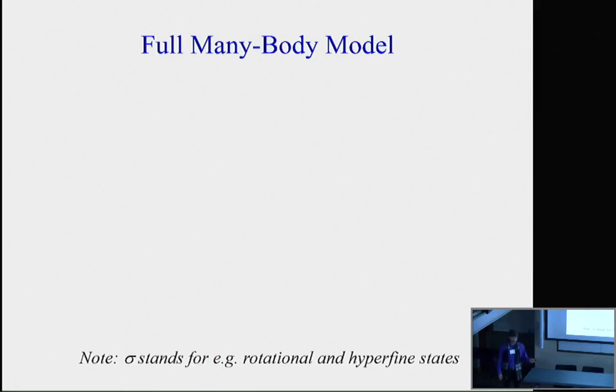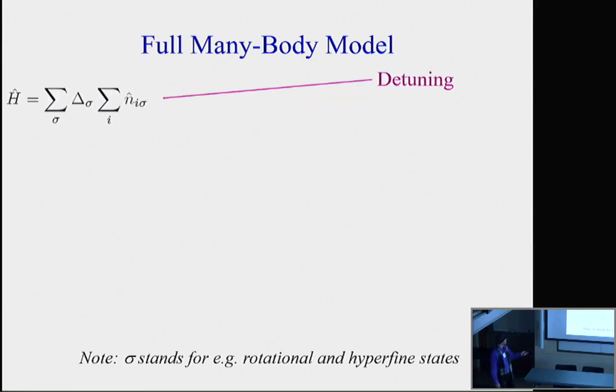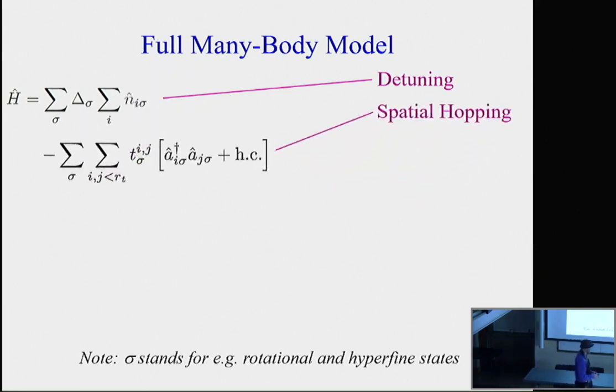Okay, so here's an example for the molecular Hubbard Hamiltonian. It shows you how hard this problem is. First of all, you have some detuning between the different internal states sigma, where those may stand for rotational and hyperfine states. Then you have the spatial hopping, and the hopping may depend very much on those internal states. If something's rotating very fast, it's going to move differently through an optical lattice than if it's not rotating at all, because of the AC Stark effect.